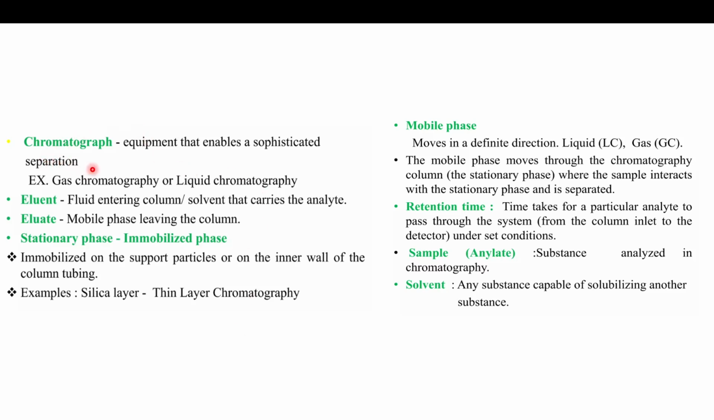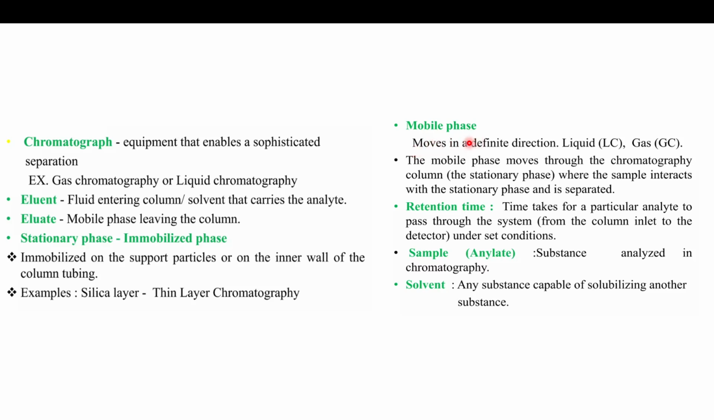Now there are a few terms which you might come across eventually while reading about chromatography. One is the chromatogram or the chromatograph. Then there's eluent, the fluid or the mobile phase, or the solvent that is entering the column. Eventually the analyte is there. Then eluate is the mobile phase that leaves the column or the matrix in question. Stationary phase is basically the immobilized phase. These are immobilized on the support particles or on the inner wall of the column tubing. For example, there's a silica layer. There can be different kinds of stationary phase or matrix.